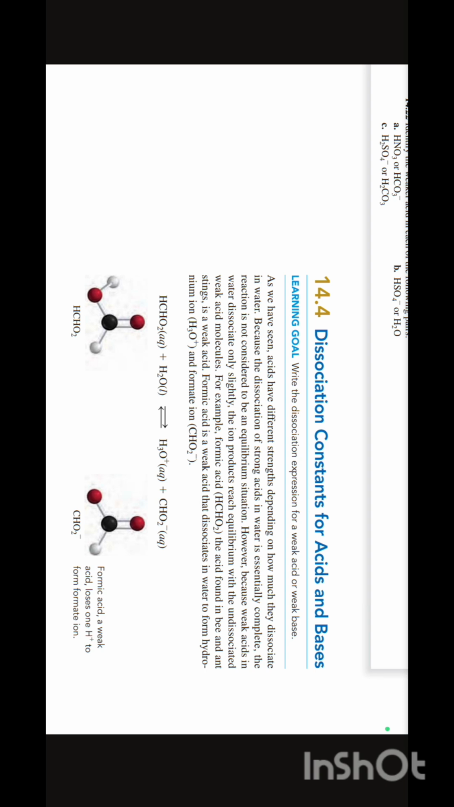molecules. For example, formic acid, the acid found in bee and ant stings, is a weak acid. Formic acid is a weak acid that dissociates in water to form hydronium ion H3O+ and formate ion CHO2-.